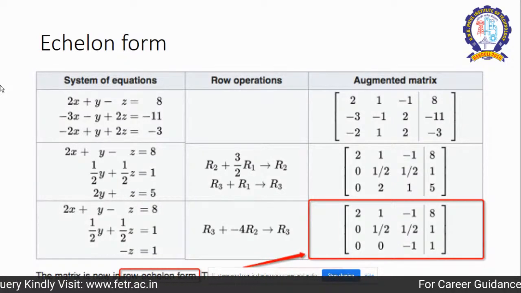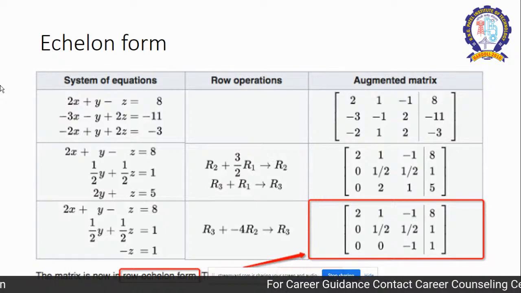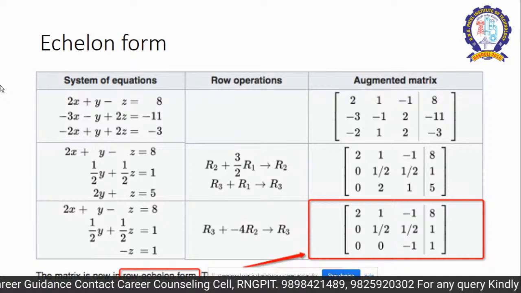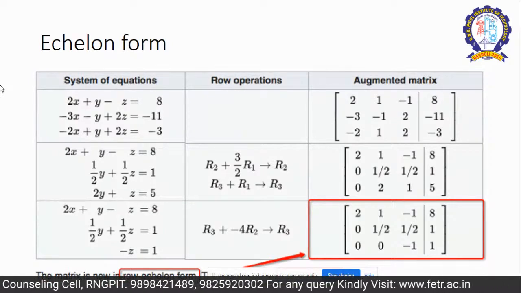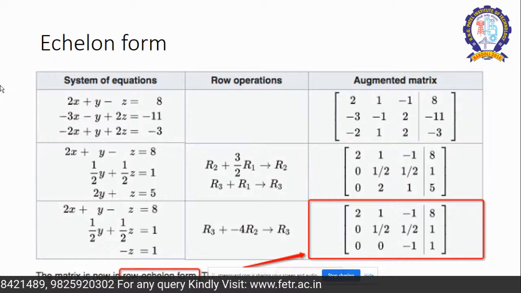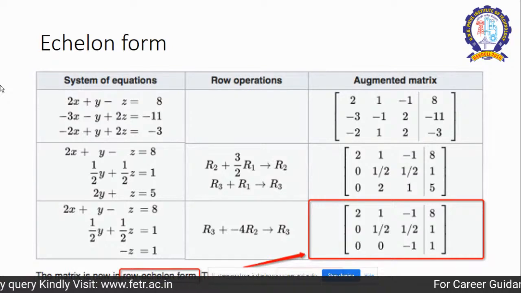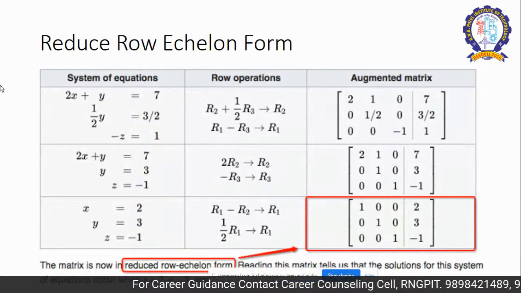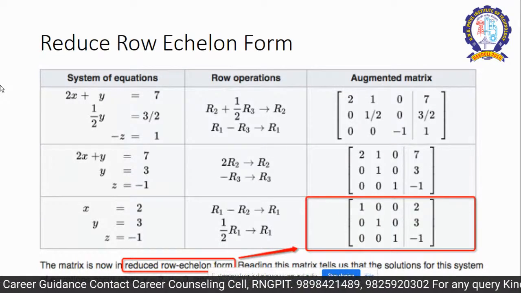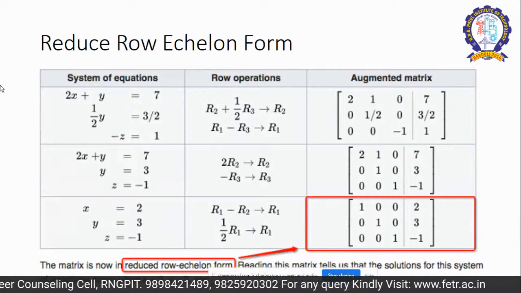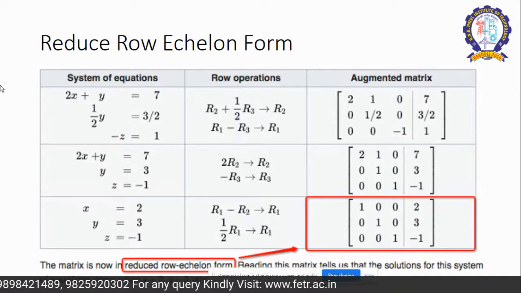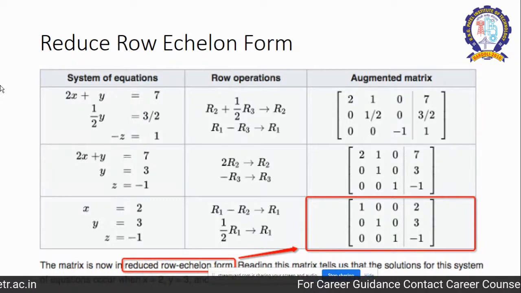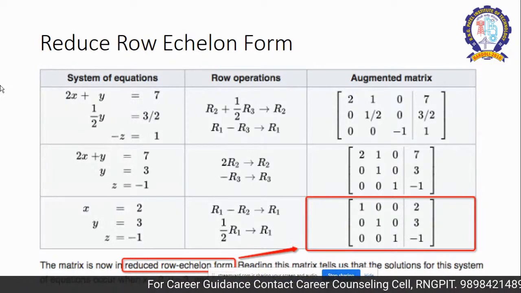Using row operations, we convert this augmented matrix into an upper triangular matrix, where all terms below the diagonal are 0. Then we call this particular form the row equivalent form. Extending it, we strictly convert it to a diagonal matrix with values 1, 1, 1 and all the other values 0. Then this particular form is called the reduced row equivalent form.